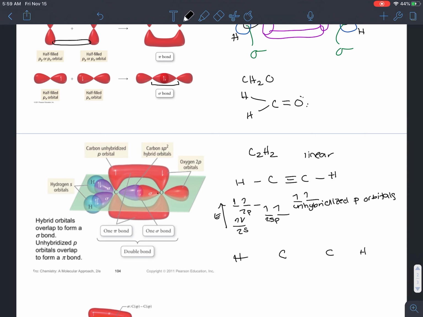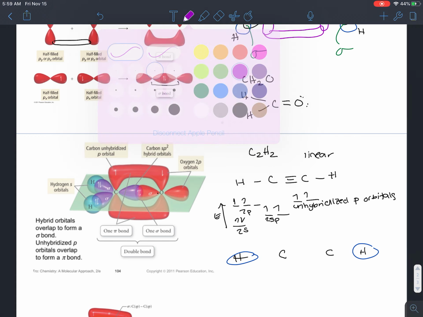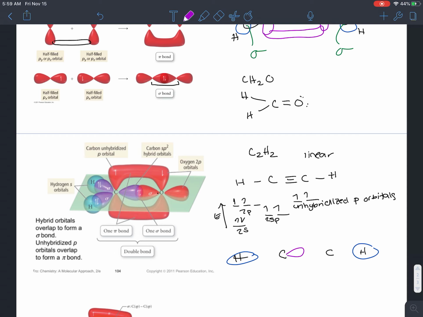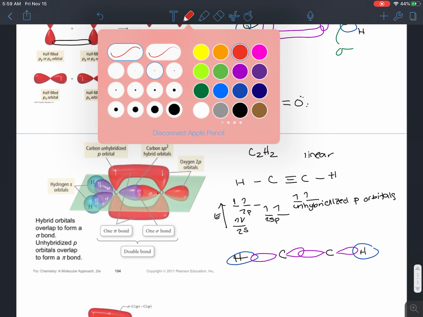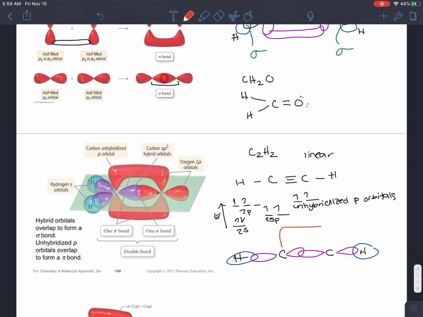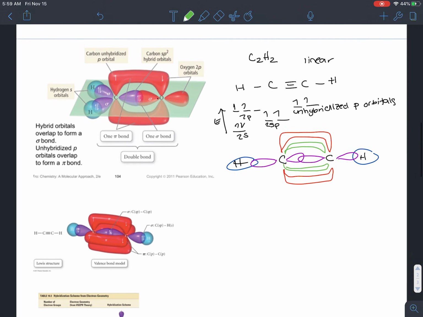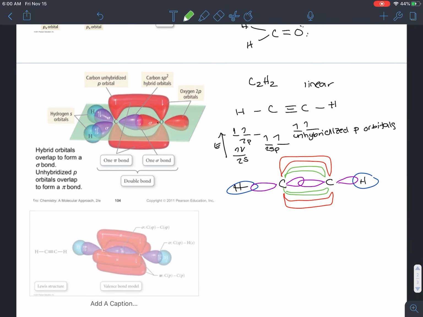So you will have the carbon, carbon, hydrogen, and hydrogen. We know hydrogen will have the s, and carbon will have its sp, and then, to be consistent with the picture, we have a pi bond that forms because of the p orbitals, and you have another pi bond that will form because of the other p orbital that was unhybridized, which will then give you your two pi bonds and all the sigma bonds. Let's see if there's a better picture.